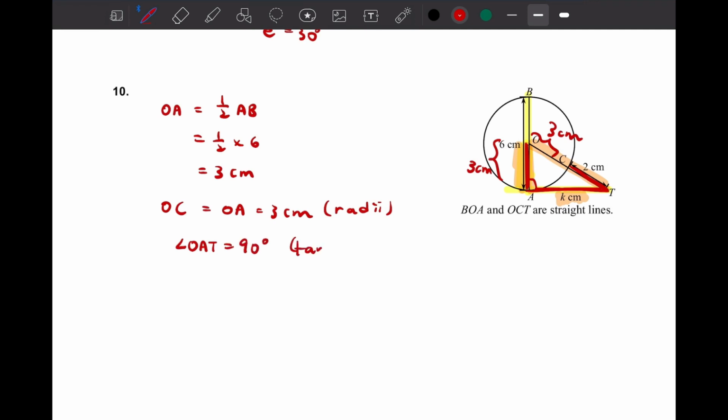Then you will think of, okay, we want to use our Pythagoras theorem, but remember to write out that this is your 90 degrees. Don't just draw on a diagram and expect that I know why you know that it's 90 degrees. So always write it out. So now you can use your Pythagoras theorem to find your unknown.